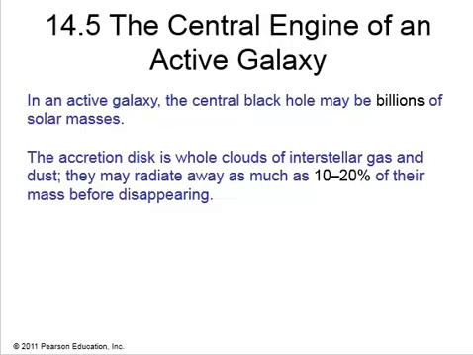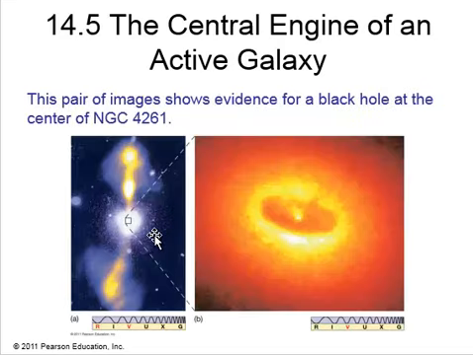Here's a pair of images that does show some evidence for a black hole in the center of this galaxy, NGC 4261. It's a combined optical radio image of this giant elliptical galaxy, and so here is the optical image, and the radio image is picking up the jets that are extending from it. Now here in the B panel in this slide is a close-up photograph of the galaxy's nucleus, and you can see that it's this glowing disk. It's about 100 parsec diameter disk surrounding this bright hub that is thought to hide a black hole. So this is some of the evidence that astronomers are using to confirm the hypotheses that black holes exist in the center of active galaxies.